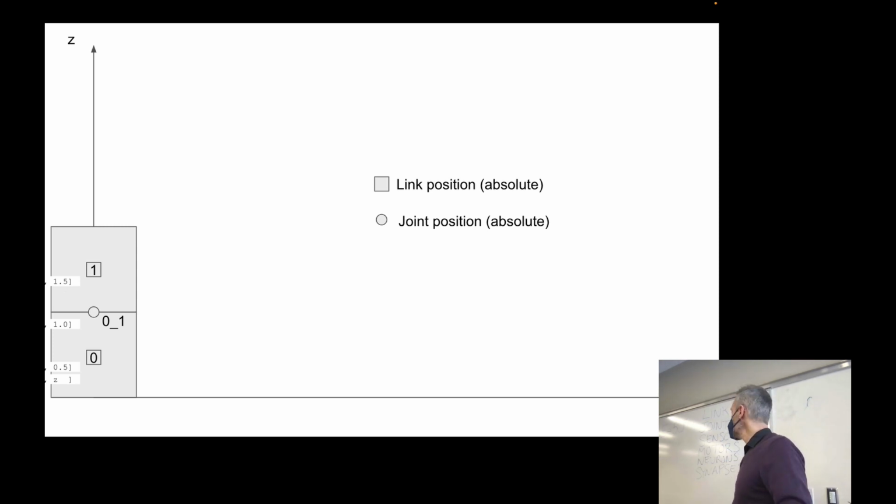Questions? Do links have collision with each other? I do not think they do by default, but you can turn it on. Yeah? Good question. We'll come to collisions a little bit later in the course.